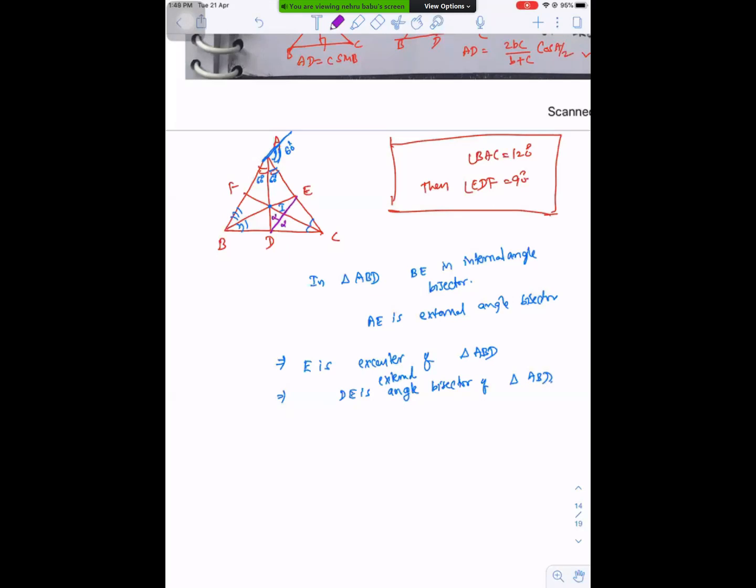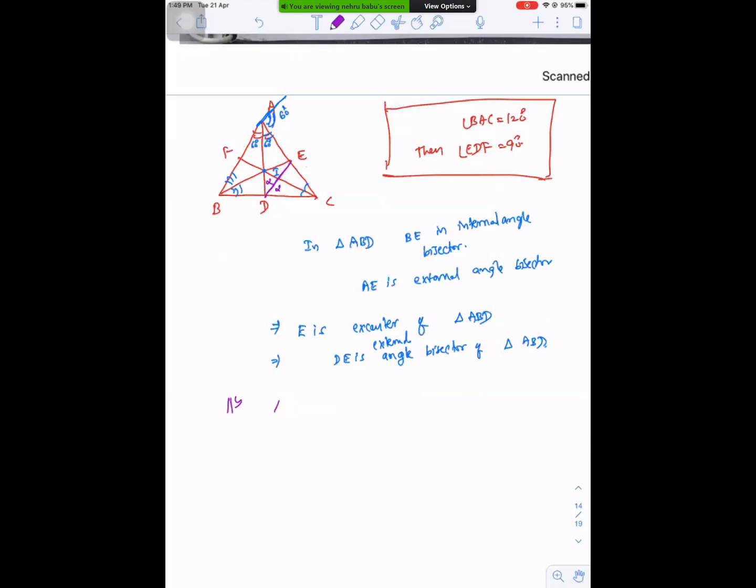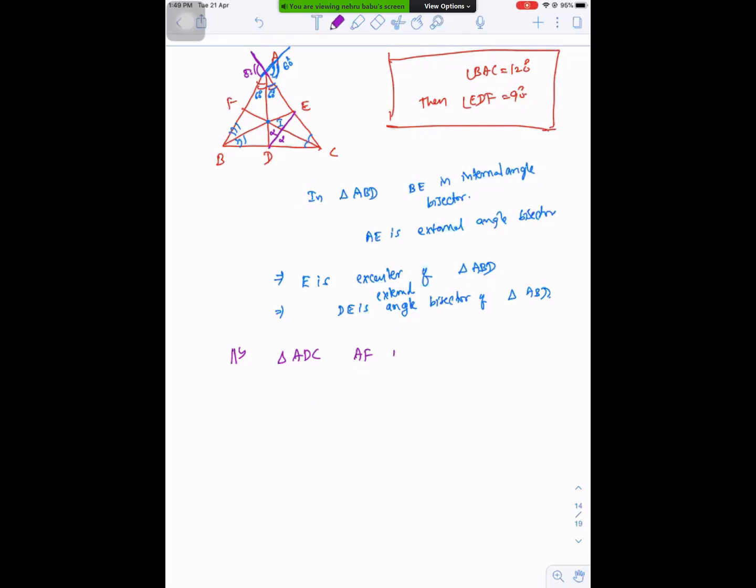Apply the same logic. Similarly, in triangle ADC, extend this side; 60, 60, here also you'll get 60 only. So in triangle ADC, AF is the external bisector and CF is the internal bisector.